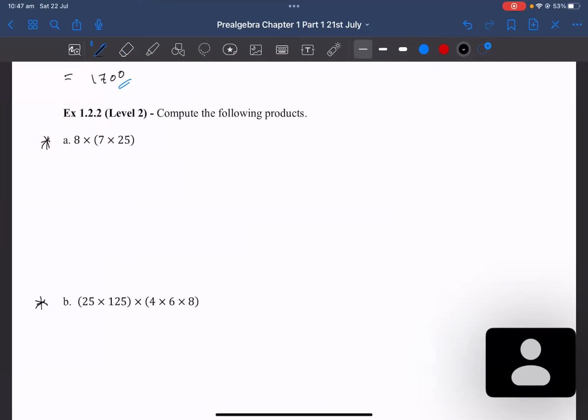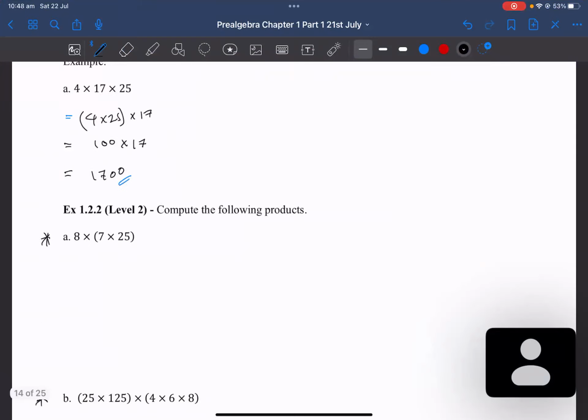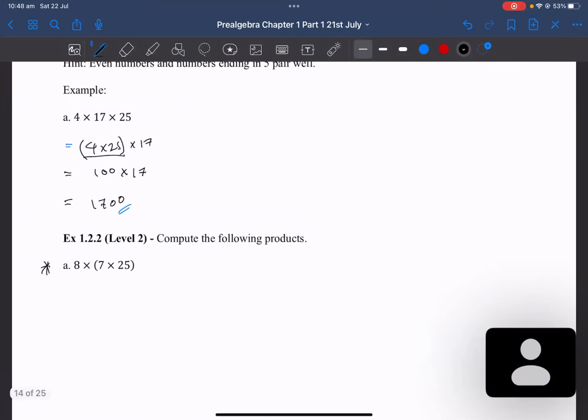It's a really good idea, Johnny. So this idea makes sense. I want you to use this idea for the next two as well. So you rearrange to get nice numbers. That's my hint for you. It's going to make it easy.